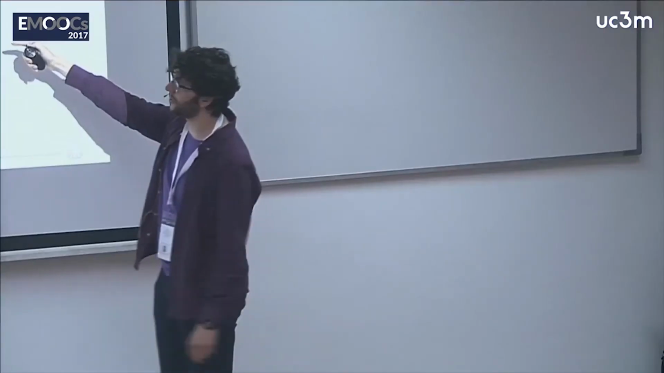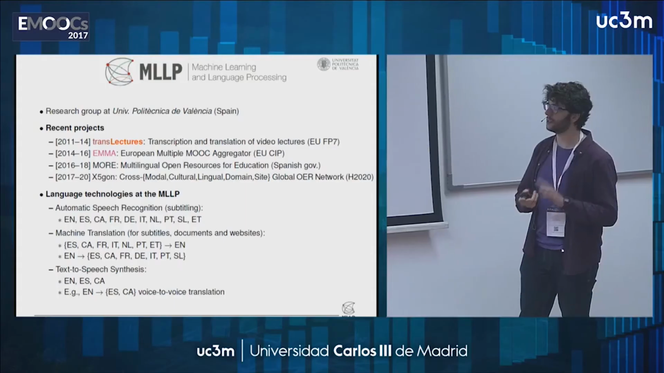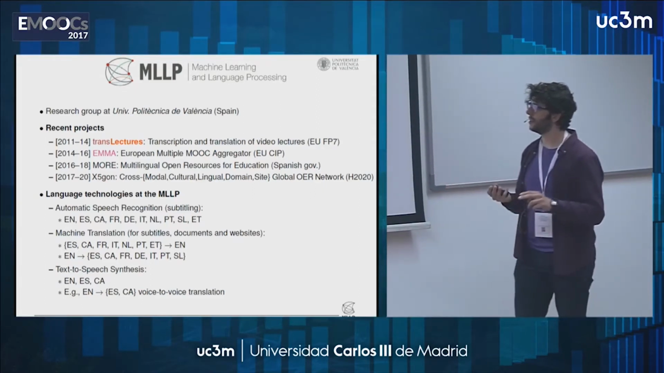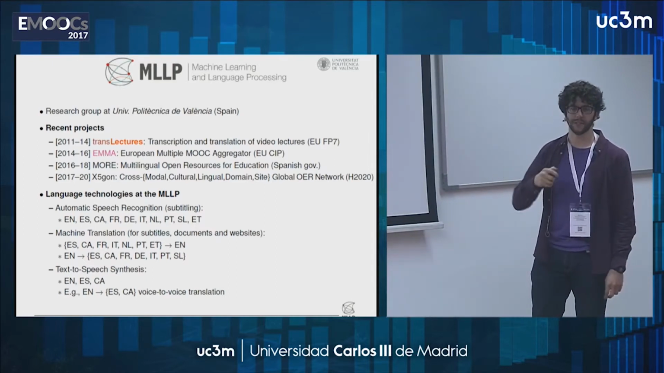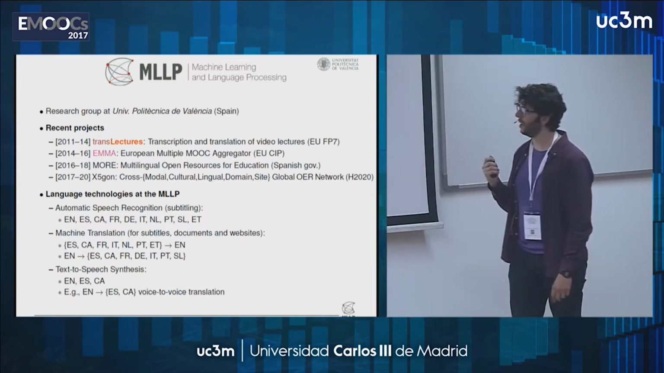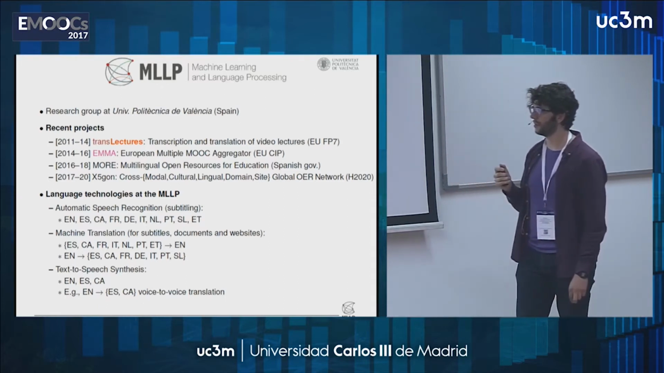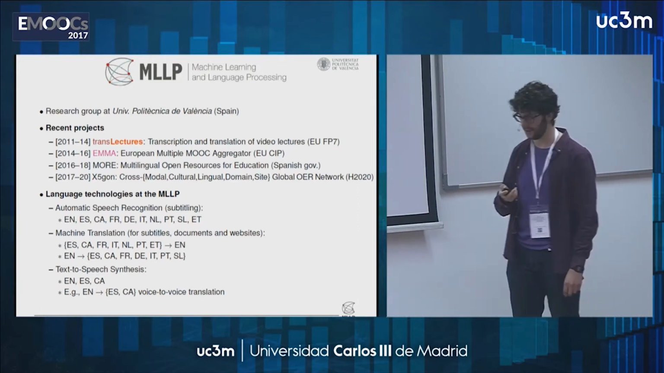So these are the languages we work with. I've seen there's only a little bit of overlap with eMOOCs. So we subtitle automatically from English, Spanish, Catalan, French, German, Italian, Dutch, Portuguese, Slovene, and Estonian. And then we have machine translation between these languages and English. And then we also work with text-to-speech synthesis, currently from English, Spanish, and Catalan, and we'll later see an example of how we use this.